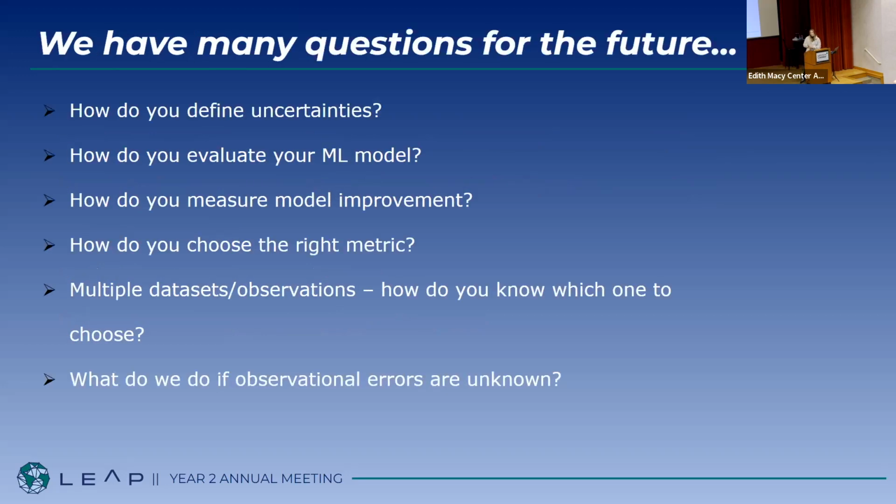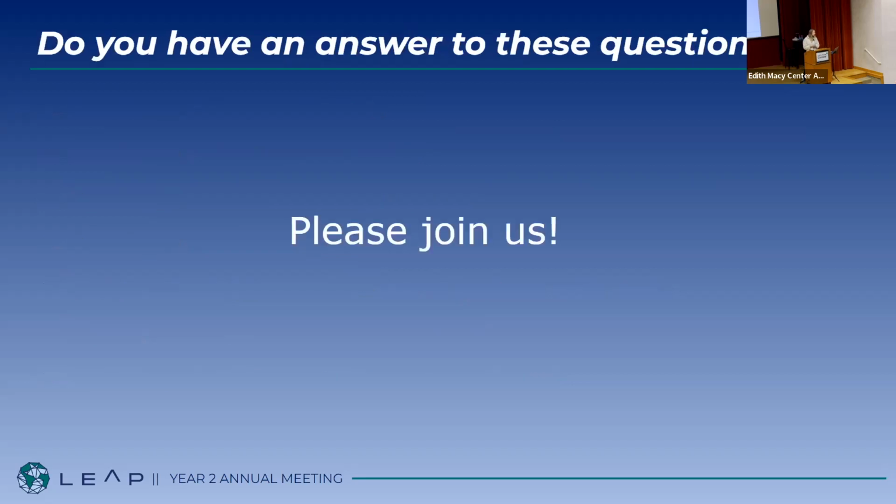Going forward, we have many questions. How do you define uncertainties? How do you evaluate your machine learning models? How do you measure model improvements? How do you choose the right metrics? If you have multiple data sets or observations, how do you know which one to choose? And what do we do if the observational errors are poor or unknown? If you have an answer to any of these questions, please join our group.